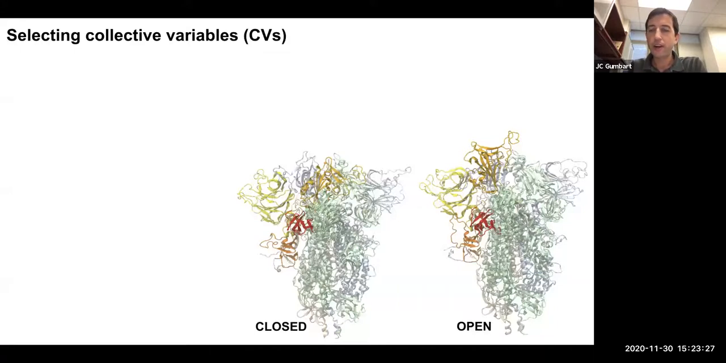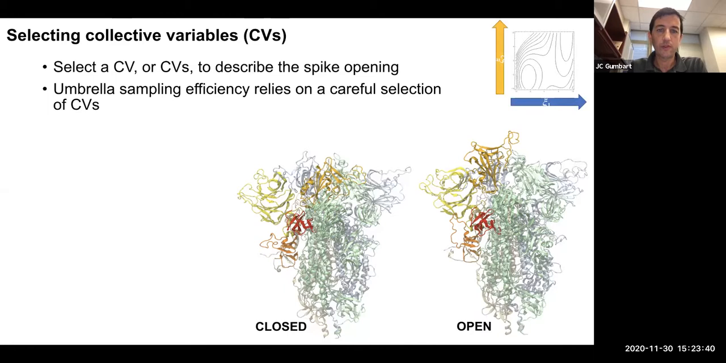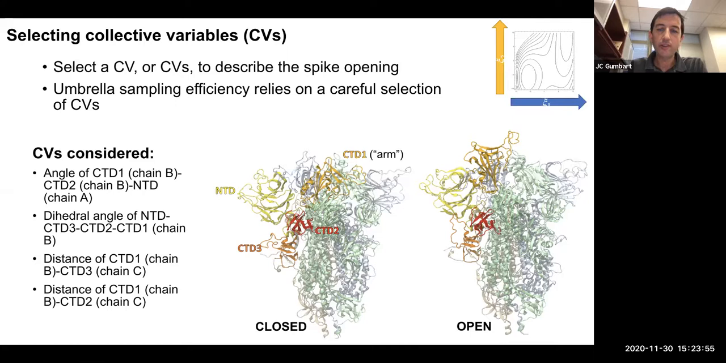Okay, so figuring out our collective variables. First, we defined a number of different domains within the spike. You can see here the N-terminal domain, and C-terminal domains 1, 2, and 3. The arm is the part that has to lift up in order to open and expose the binding site. We initially considered a number of different collective variables for biasing in our calculation. You can see here some different angles, distances, and so on.